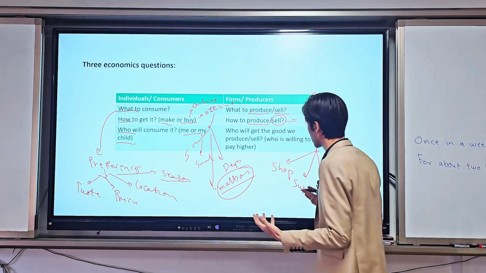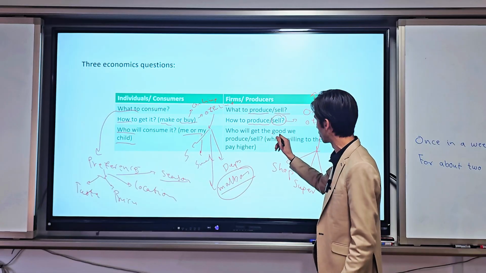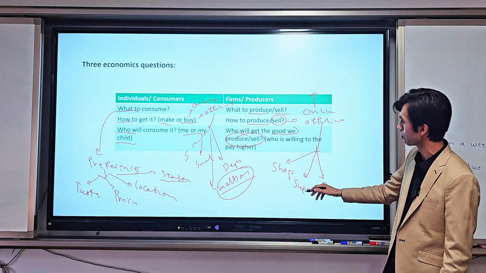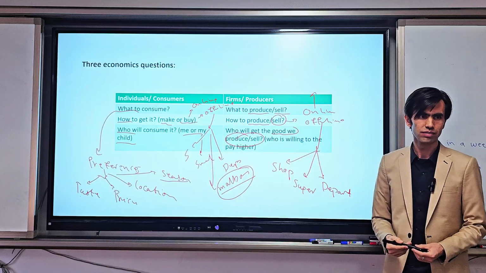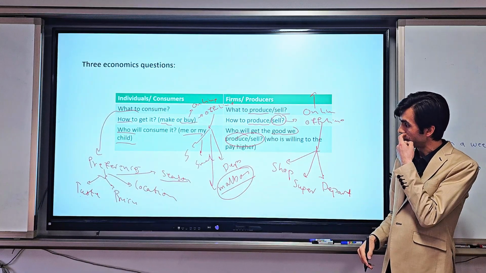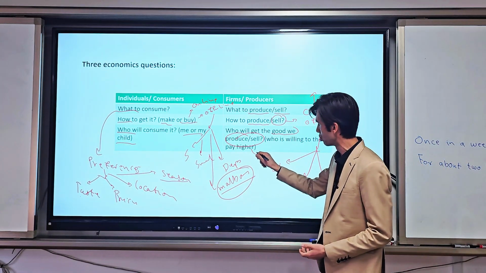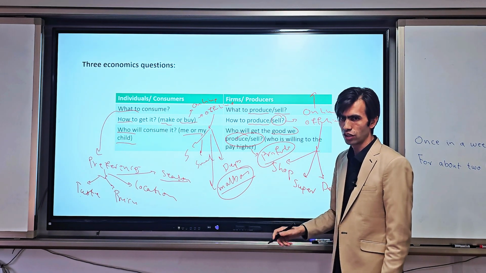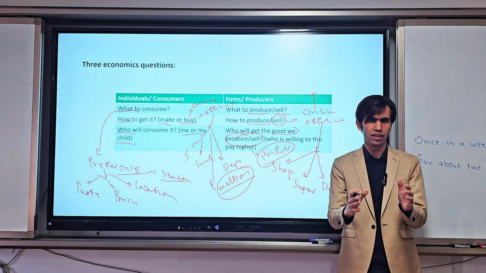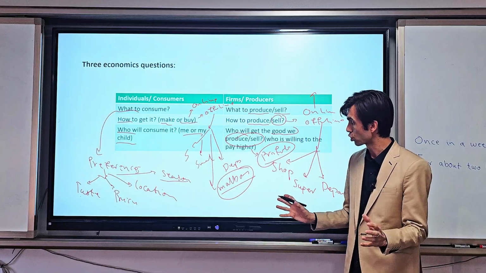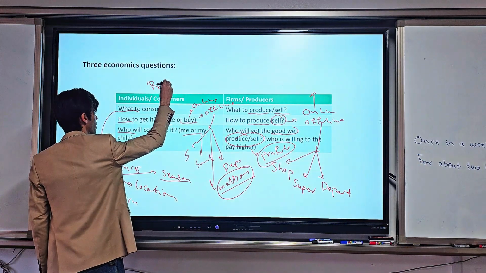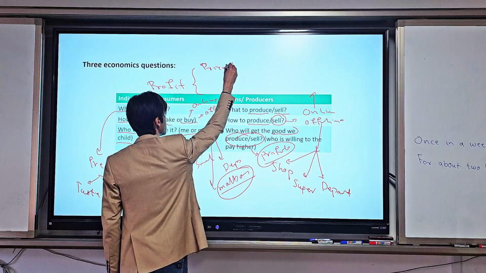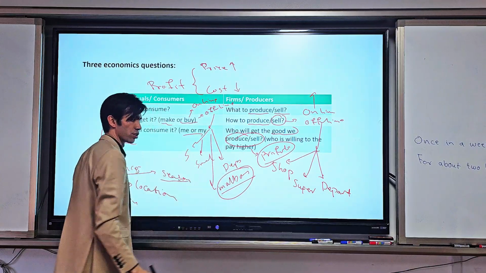So when we are thinking from the producer side, or the firm side, the most important question is who will get what we produce or sell. I mean, who is the target consumer for our product? Who is willing to pay more? As was said, the main objective of a firm is to get higher profit, and higher profit means you should sell your product at a higher price. There are two ways to get higher profit: either you sell at a reasonable price, or you minimize your cost.